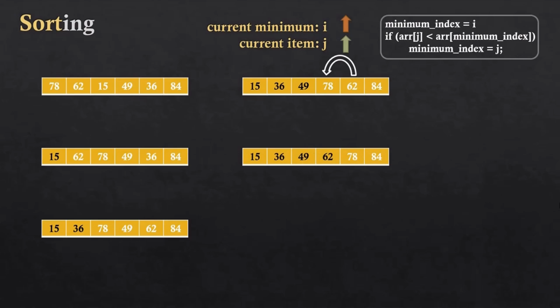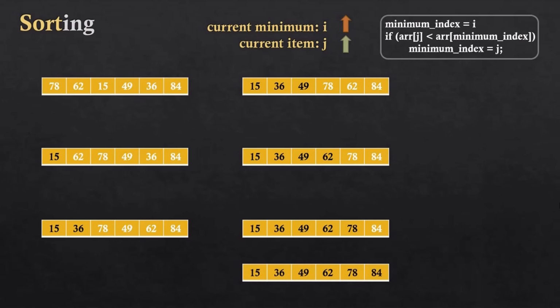Current minimum and current item will start from 78. Current item will move forward and nothing will be swapped. For the last index we don't have to check because the array has already been sorted.